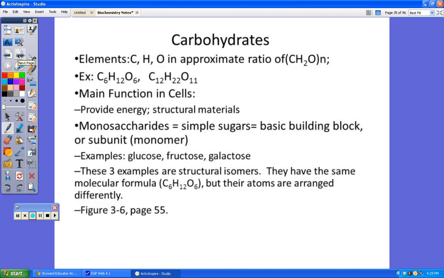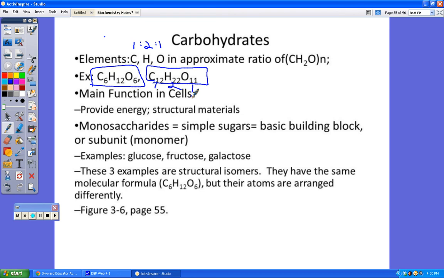Carbohydrates typically follow a ratio of 1 to 2 to 1 for carbon, hydrogen, and oxygen. So for example, glucose is C6H12O6. Other forms of this, here's a C12H22O11. Basically, that's a 1 to 2 to 1 format. That's very typical for carbohydrates in their general number of atoms.